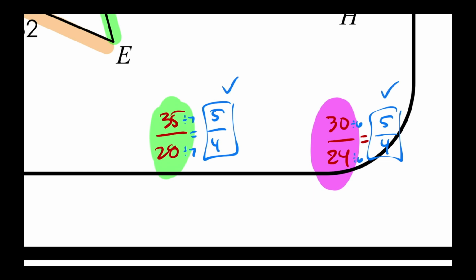So can we say yes now? Can we say yes, these triangles are similar? Because we got 5/4 and 5/4. We got 2 of them equal. We're good. We got 2 equal.